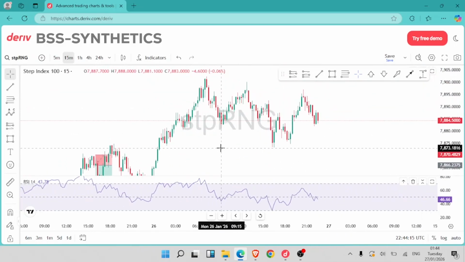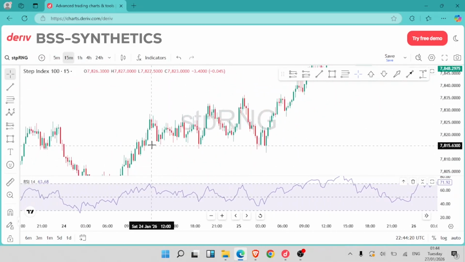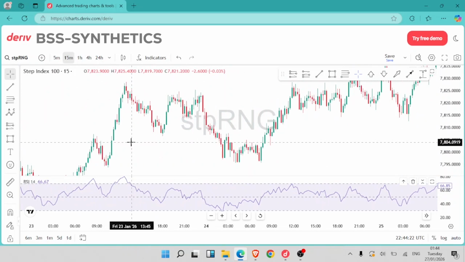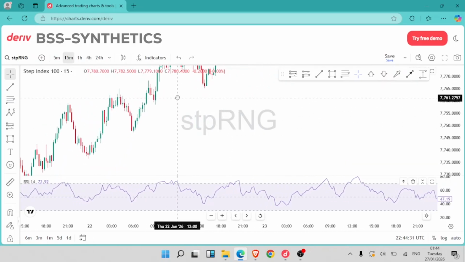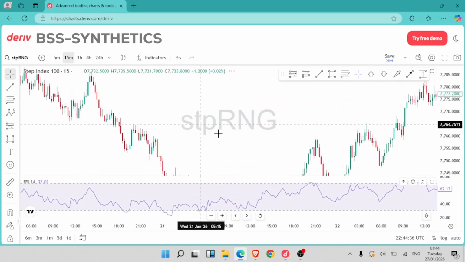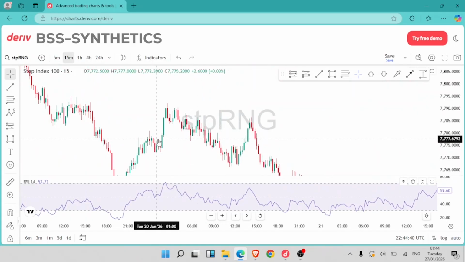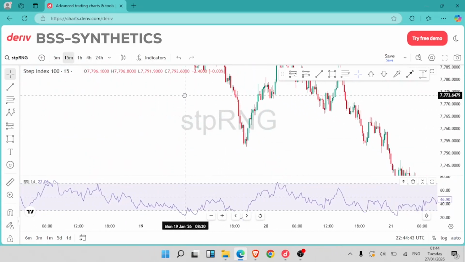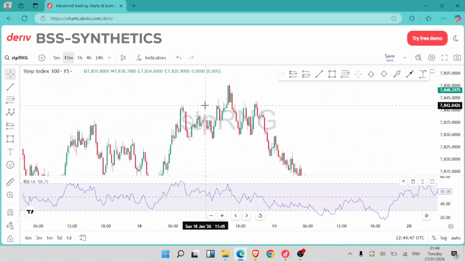Let us look if we have another overbought level. Nothing. You can see this one here. This was a very big engulfing candle. Nothing. So you see the way using engulfing patterns filters the trades you can take using the relative strength index.